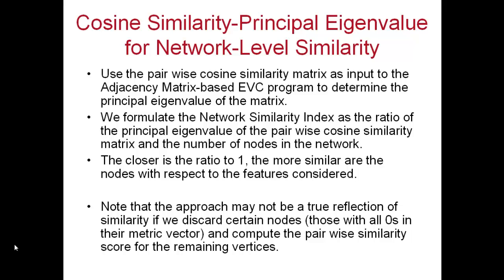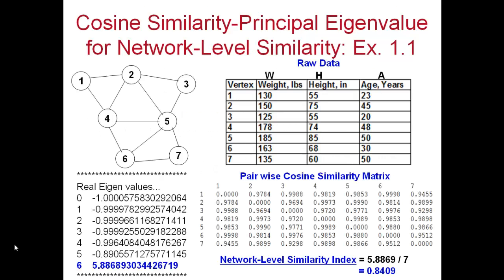Again, remember that we discard nodes that have all zeros in their feature vector. So the pairwise similarity score that we measure based on the remaining vertices may not be a true reflection of all the vertices, because we are discarding nodes that have all zeros in their feature vector. Okay. But if no vertices are discarded, then it's a reasonably good measure of network-wide similarity.